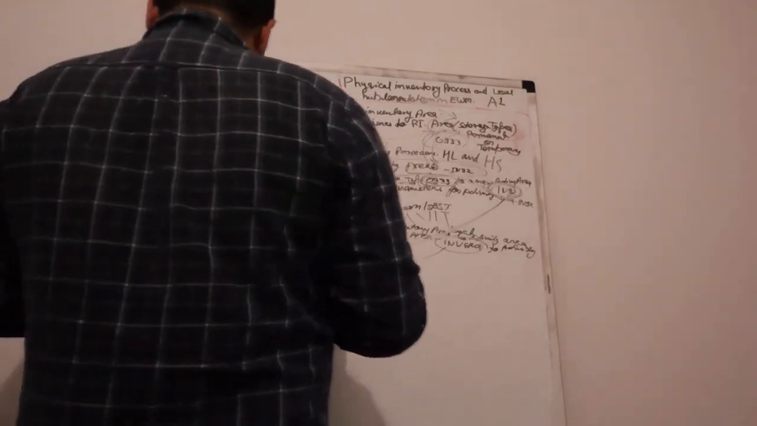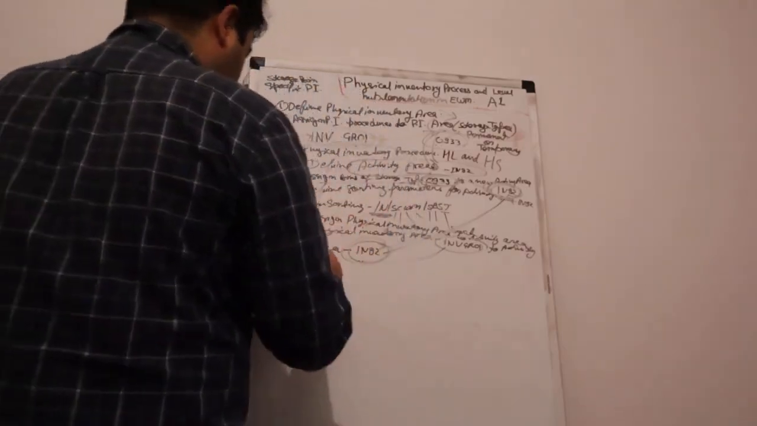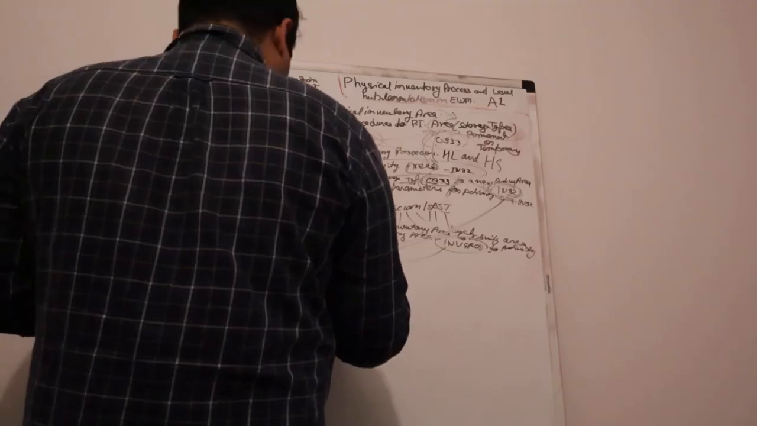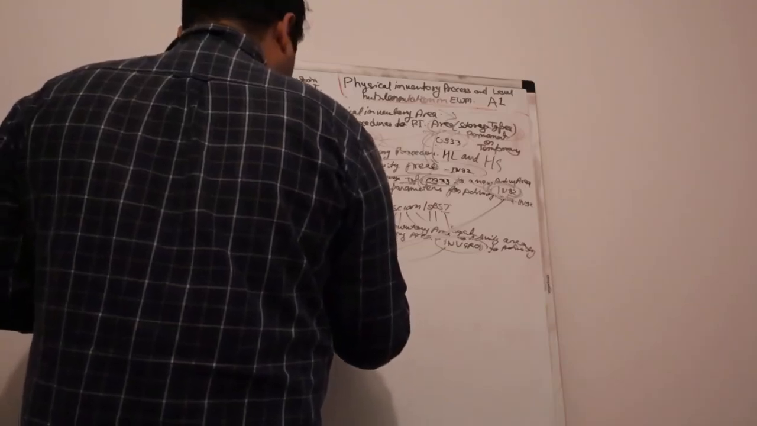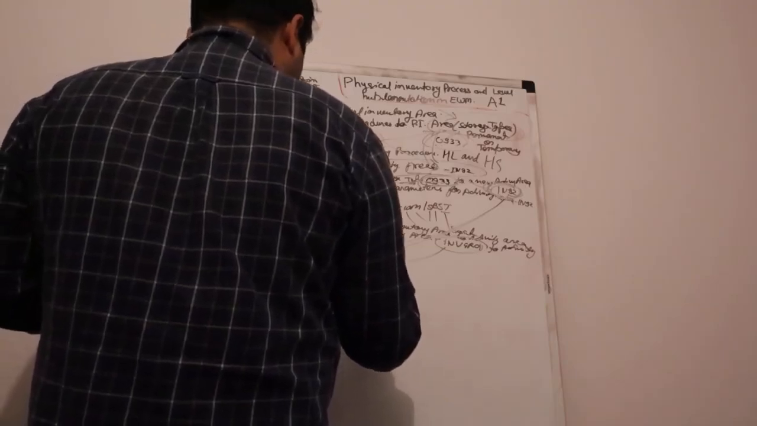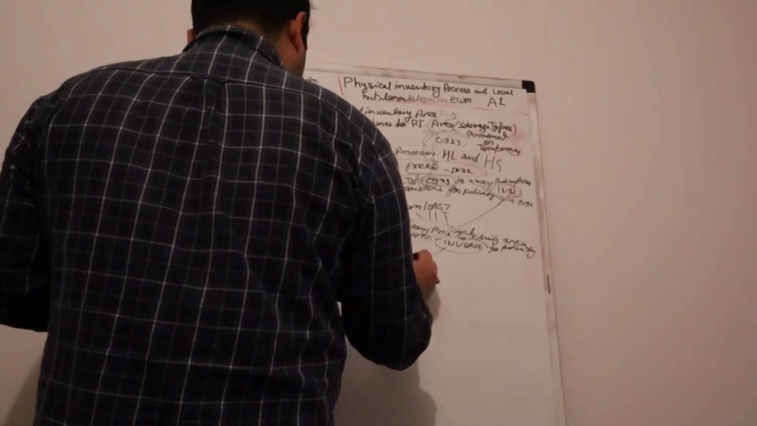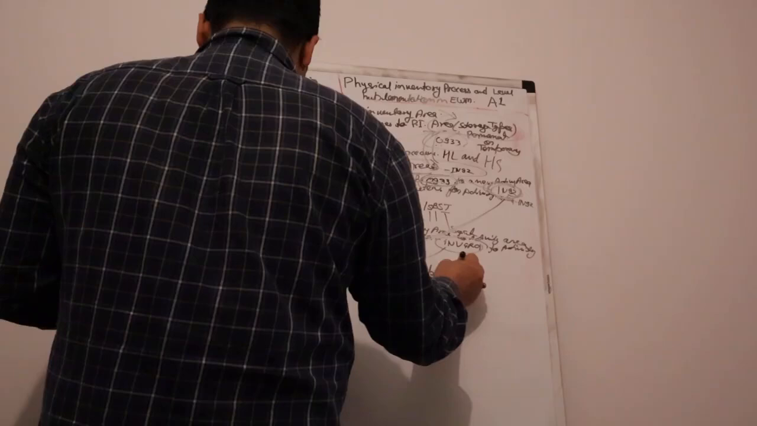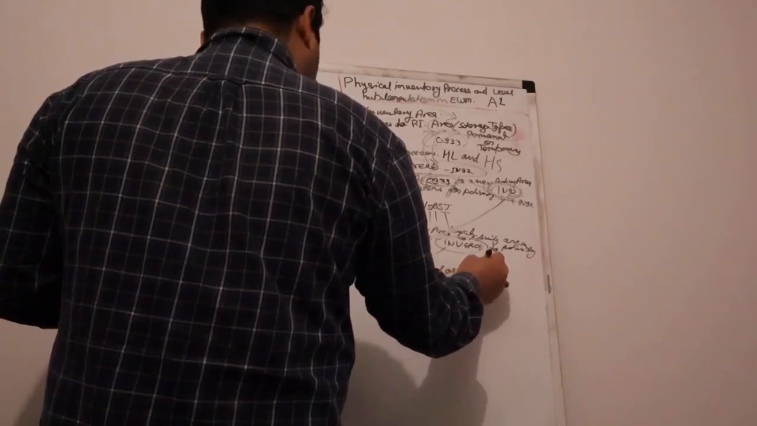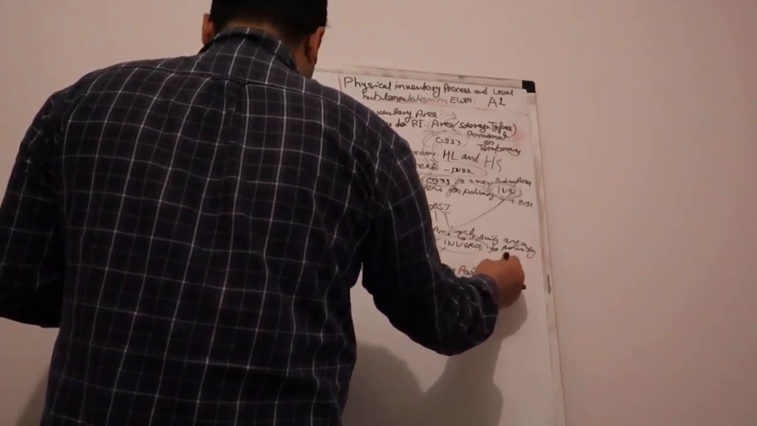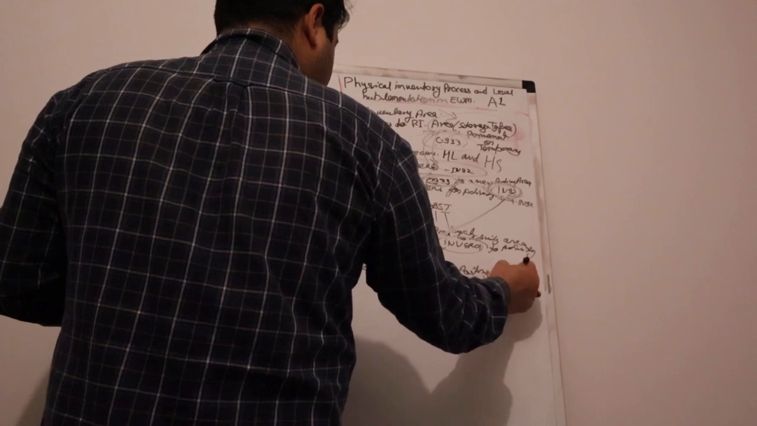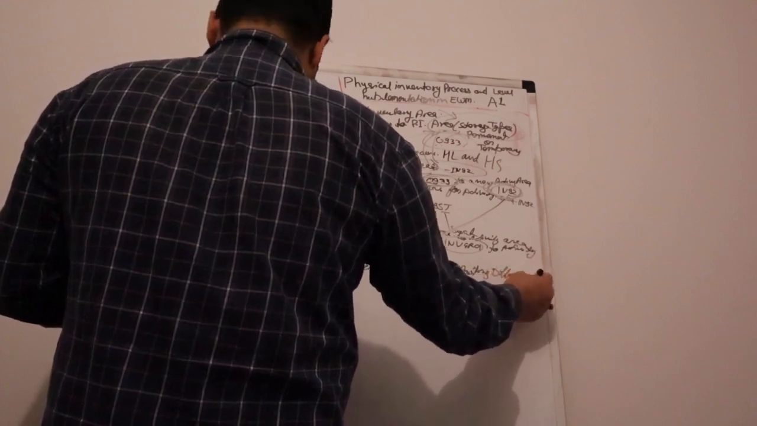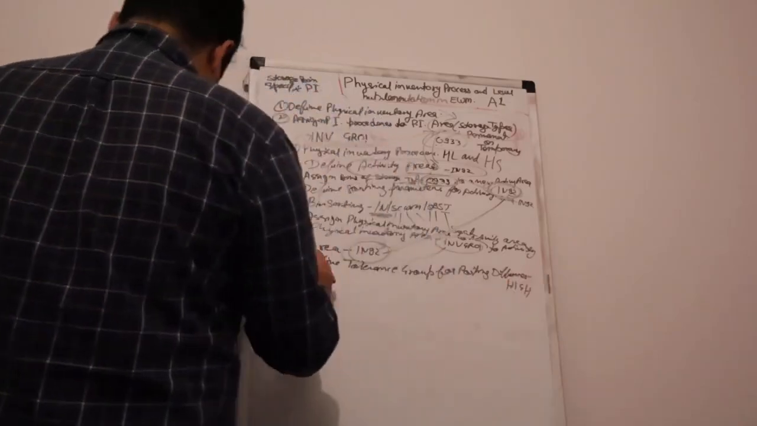Then what we need to do, ninth point, define tolerance group for posting differences. I will put here high.